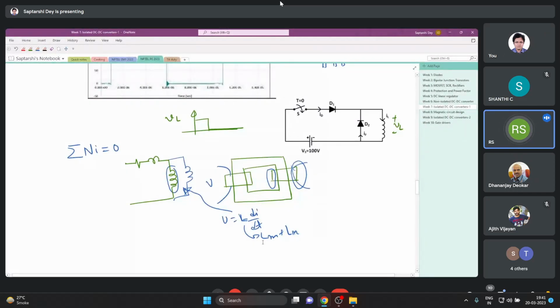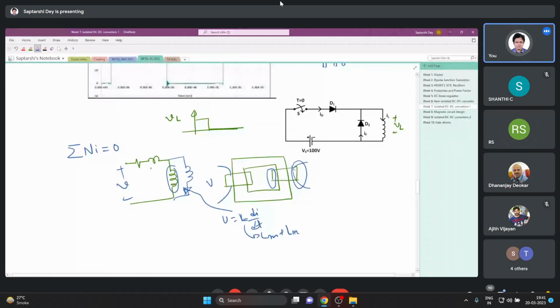Lm plus L leakage means that looking from the input side, the total inductance. If I have voltage V here, then now there is IR also.